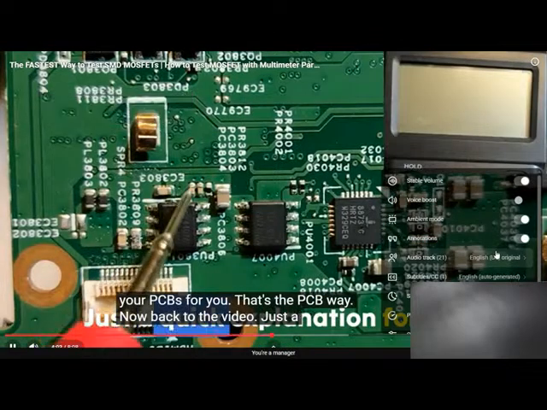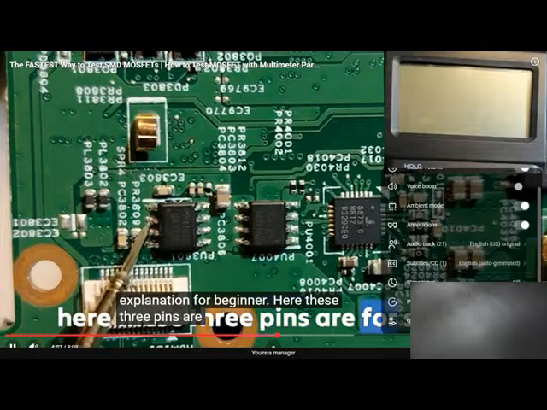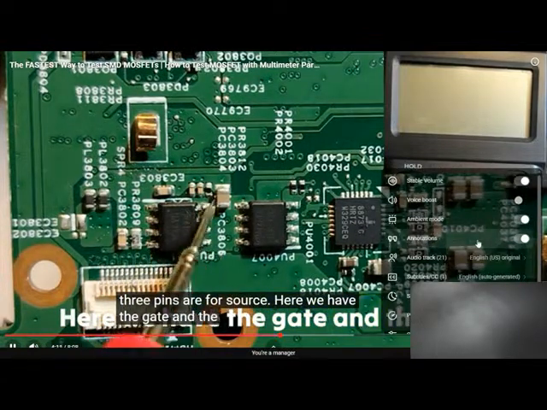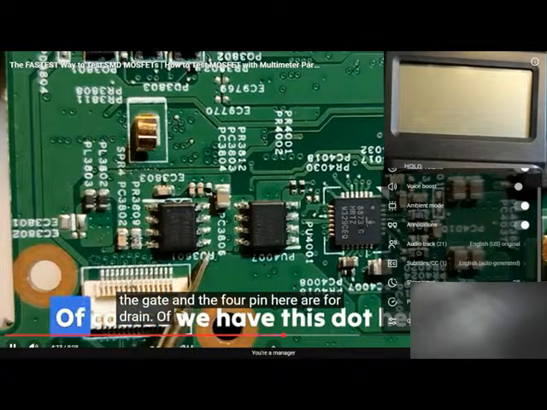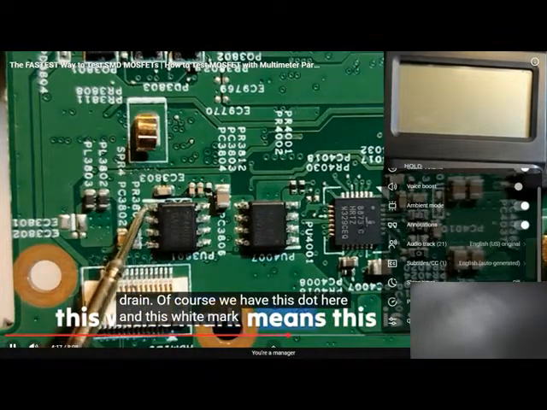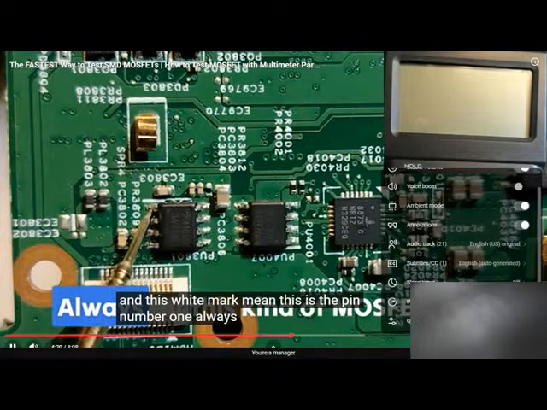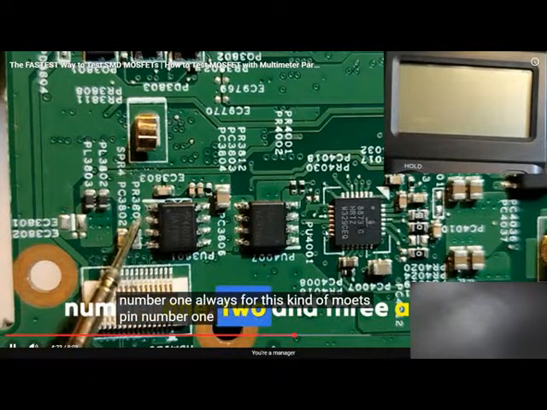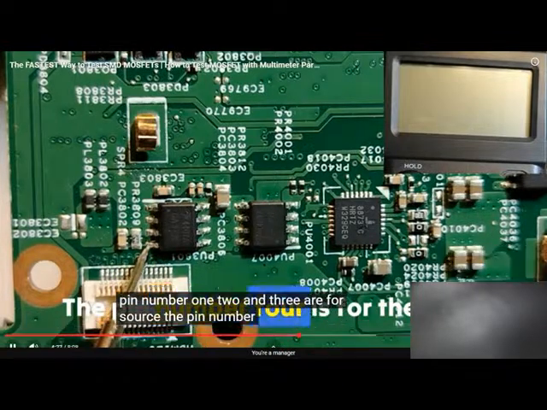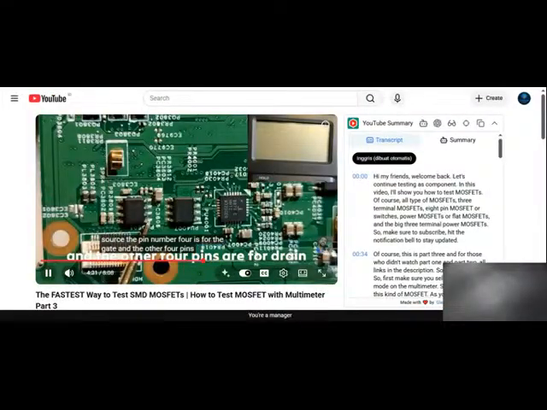Just a quick explanation for beginners. Here, these 3 pins are for source. Here we have the gate, and the 4 pins here are for drain. Of course, we have this dot here, and this white mark means this is pin number 1. Always for this kind of MOSFET, pin numbers 1, 2, and 3 are for source. Pin number 4 is for the gate, and the other 4 pins are drain.